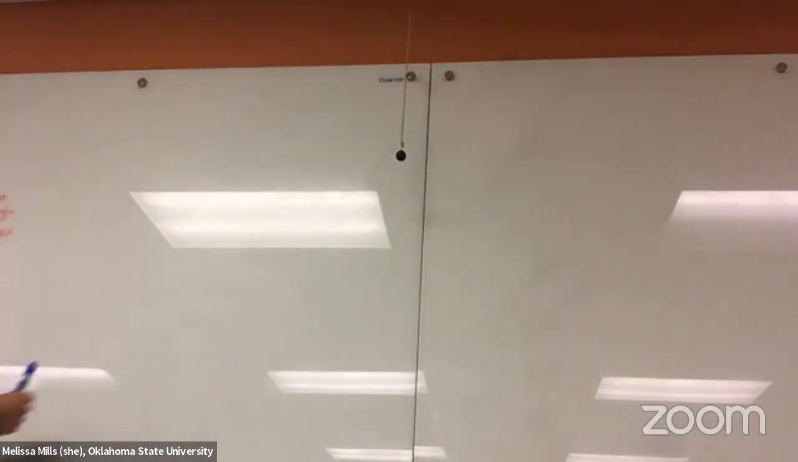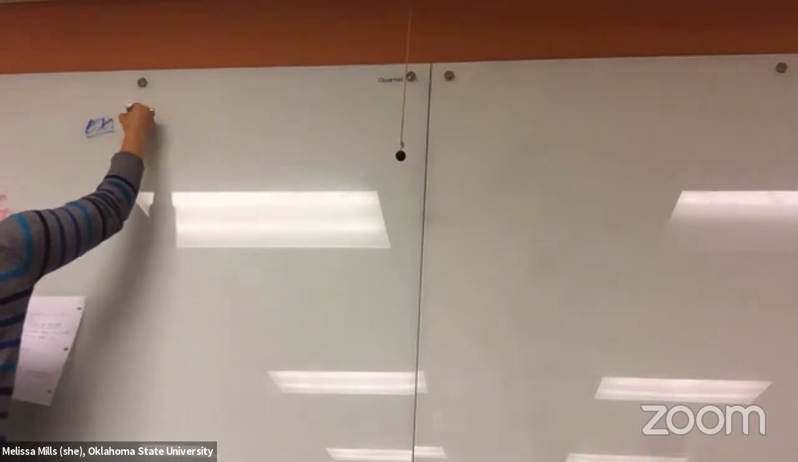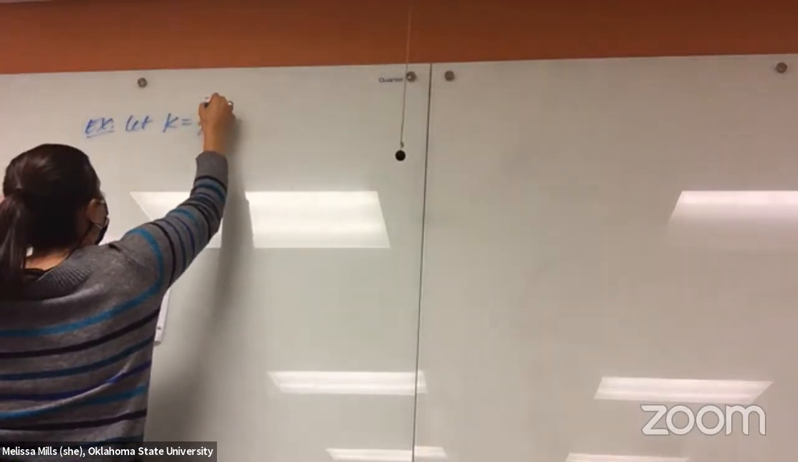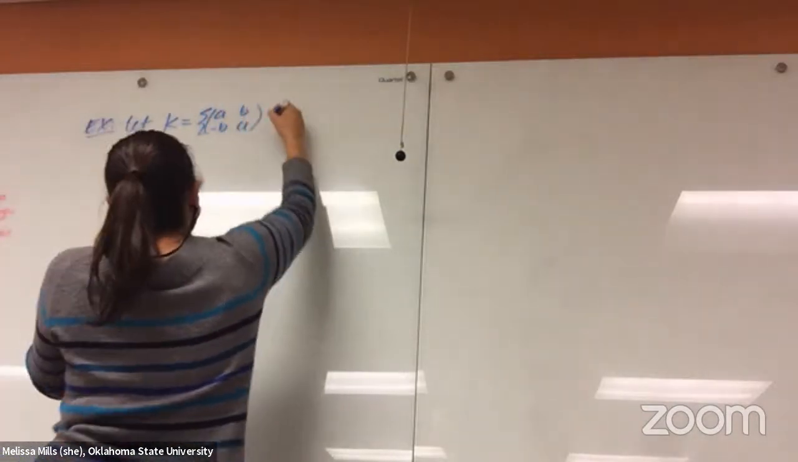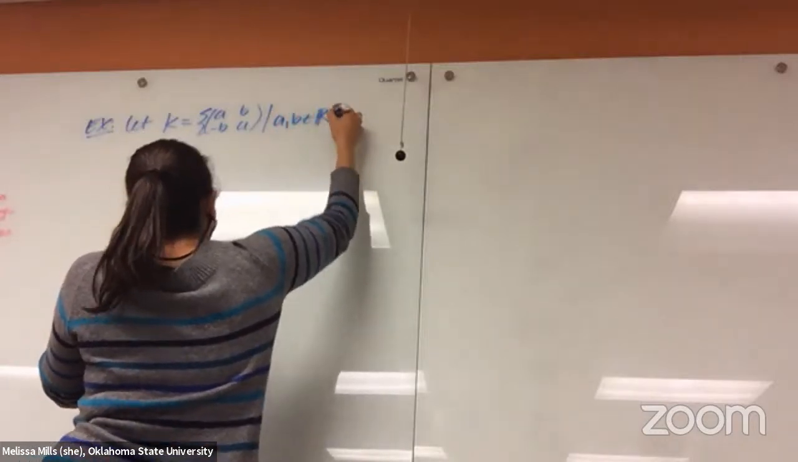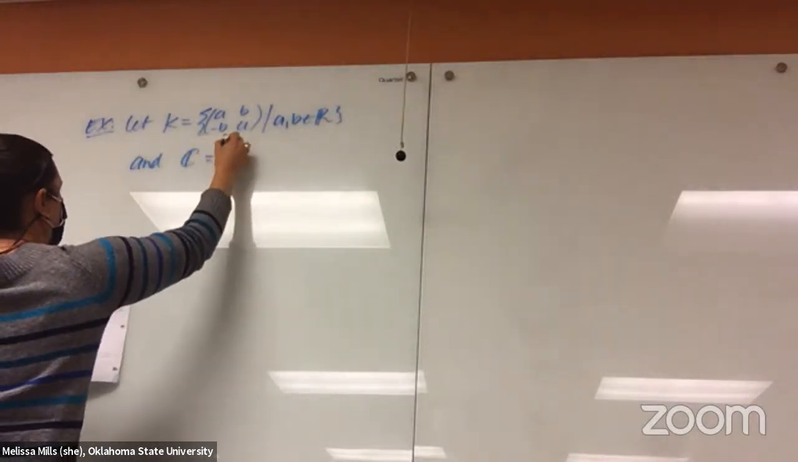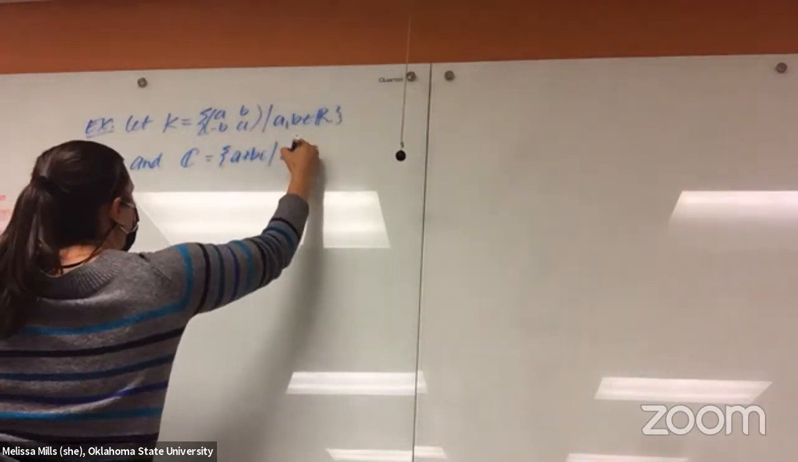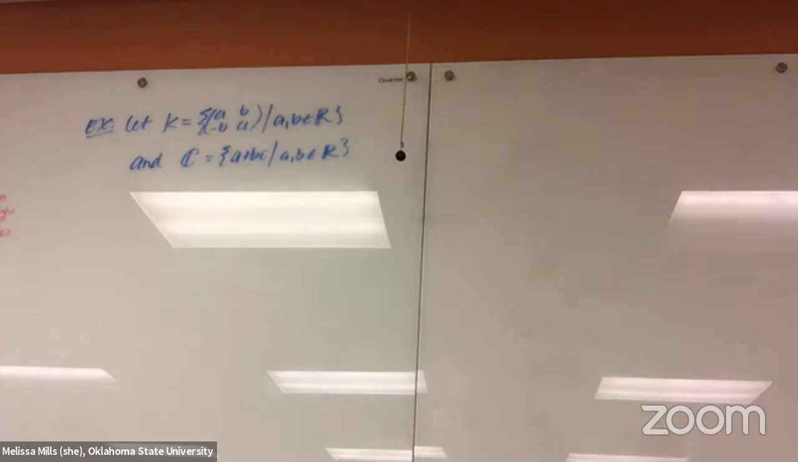So let's let K do this. K is going to be the set of all matrices [a, b; -b, a] with that structure. And we're saying the complex plane, which is the set of complex numbers, a plus bi, such that a and b are in R. So we're going to look at those two.